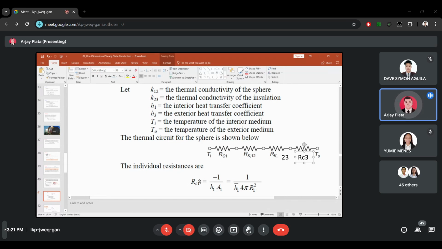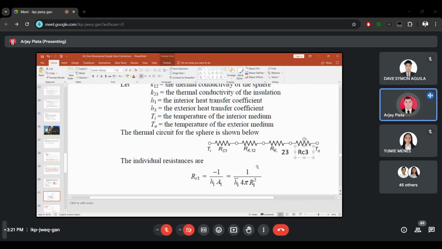RC1 is the formula. The formula for RC1 is 1 over HA, where A is 4 pi r squared. So it's always a positive value. We have to use the absolute value. The value should always be positive for the thermal resistances.